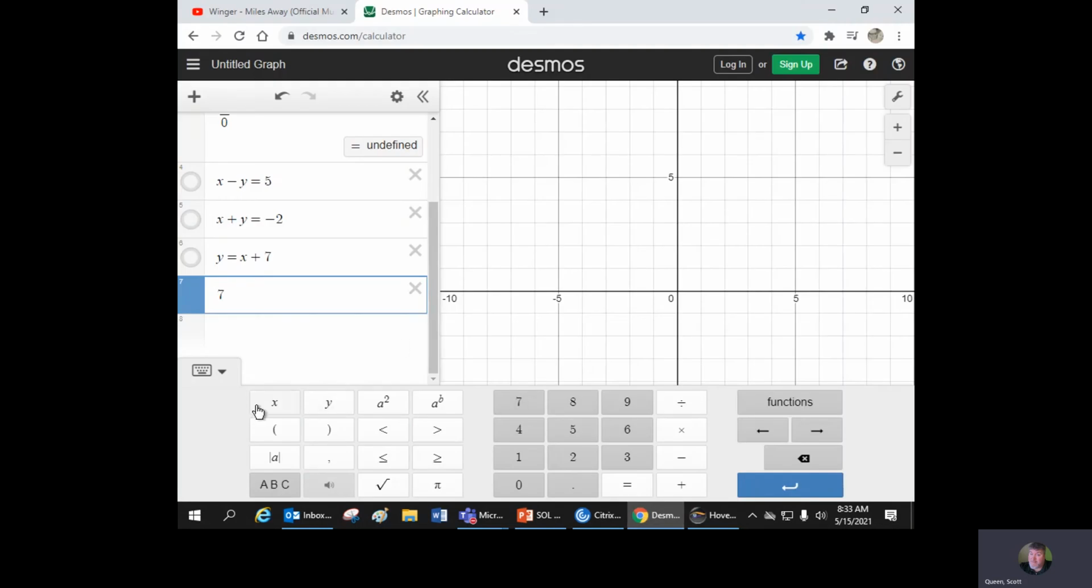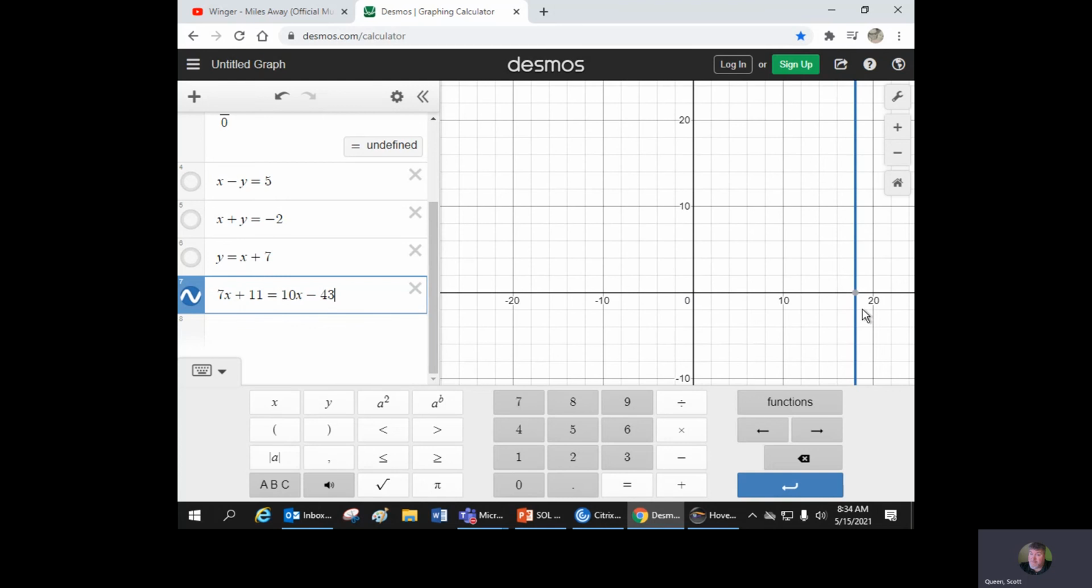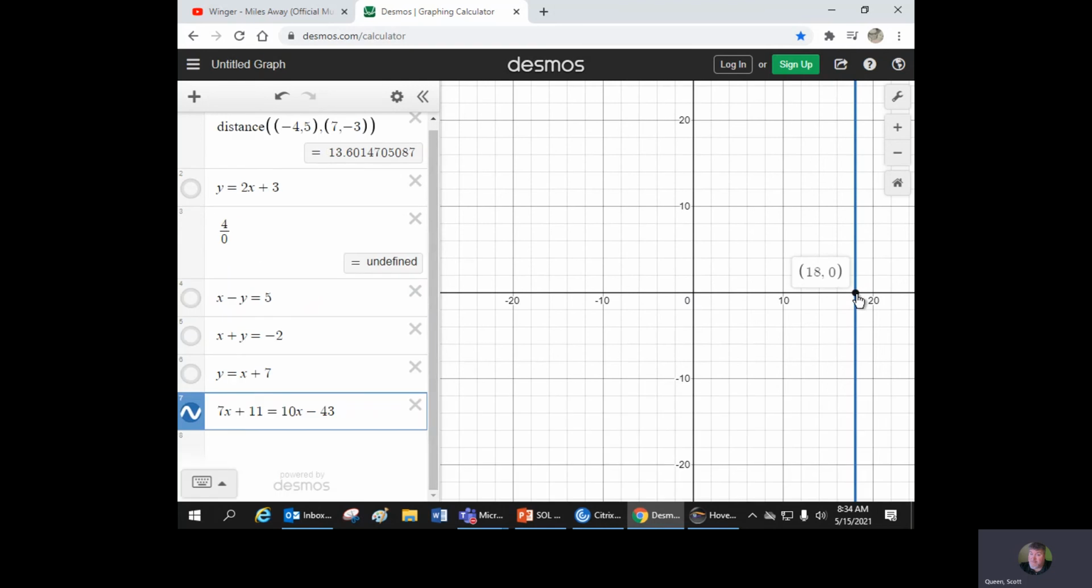So 7x plus 11, and always double check your number. Sometimes I forget. Equals 10x minus 43. Again, you may or may not have done this in class. If I put the whole equation in there, I'm looking for my x variable. It's going to be solved by crossing the x-axis. There it is. If I click on it, when y equals 0, there's my x value right there. x equals 18. You ever done that before?